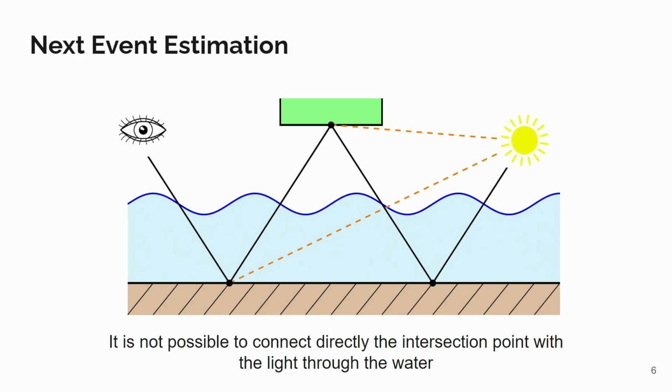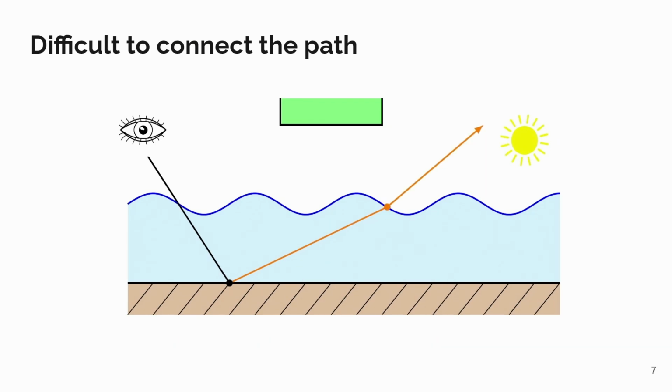So in this case, if we want to connect the point with the light like this, we cannot just send a ray directly from this point to the light and hit the light. We are not going to hit the light. Actually, this is going to be refracted and it's going to go somewhere else. That's why it is difficult to find this path of light. We could try to sample randomly all over the place and try to get to the light, but actually this is not going to work.